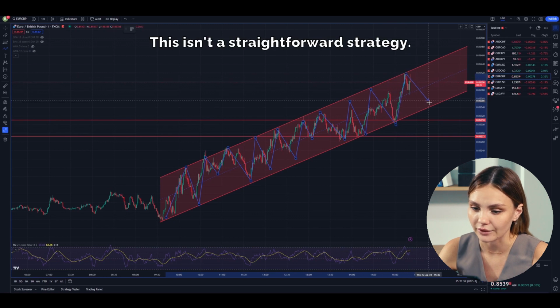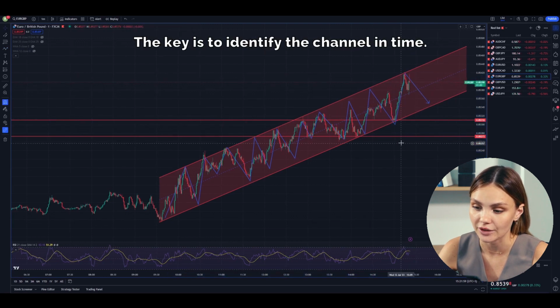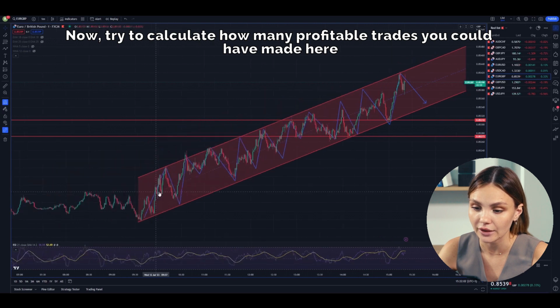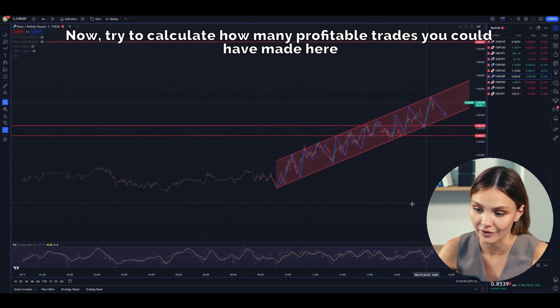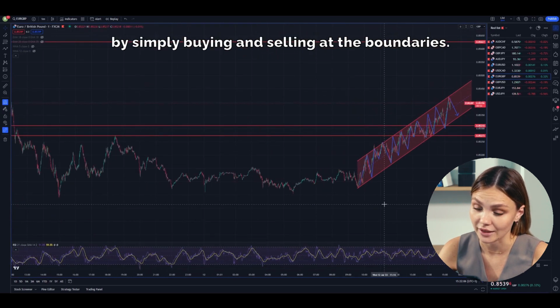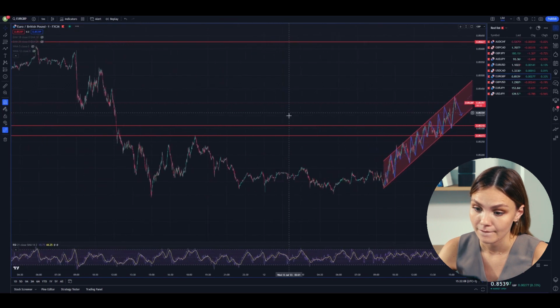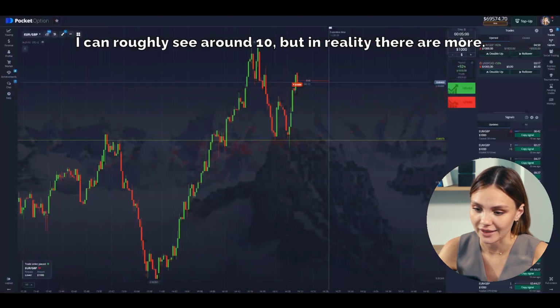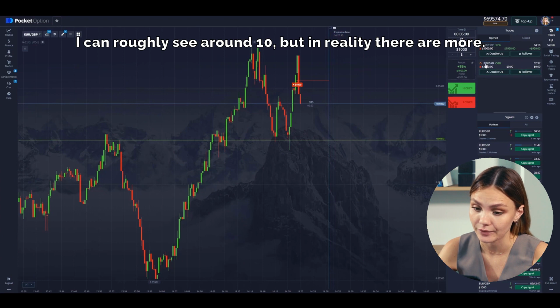This is a straightforward strategy. The key is to identify the channel in time. Now try to calculate how many profitable trades you could have made here by simply buying and selling at the boundaries. I can roughly see around 10, but in reality there are more.